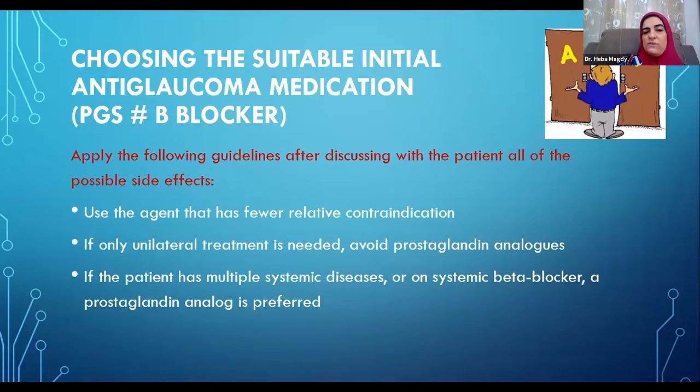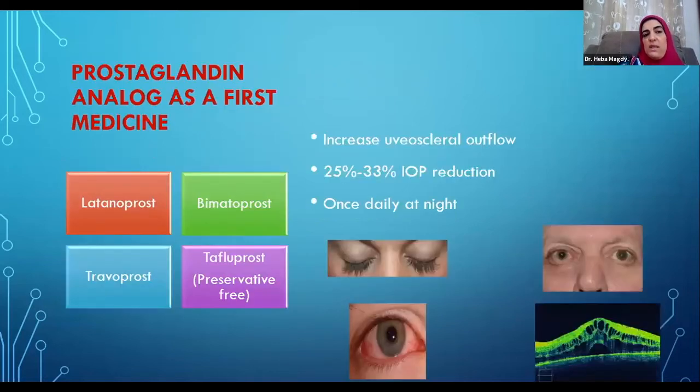If only unilateral treatment is needed, please avoid the prostaglandin analogs. If the patient has multiple systemic diseases or he is on systemic beta blockers, then topical beta blocker will have no value in this patient. Prostaglandin is preferable in this type of patients. When you use prostaglandin as first medicine, we have different preparations. We have the latanoprost, bimatoprost, travoprost, and we have the tafloprost, which is the only preservative-free form in our country.